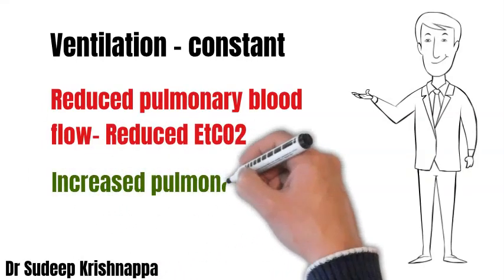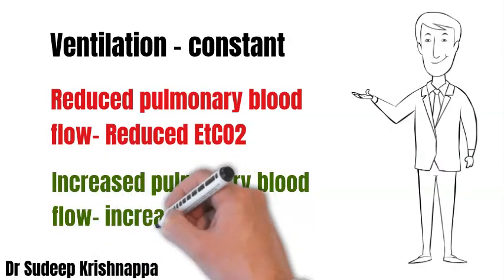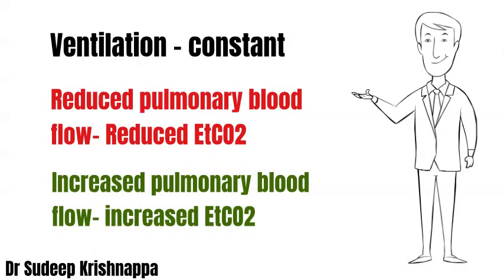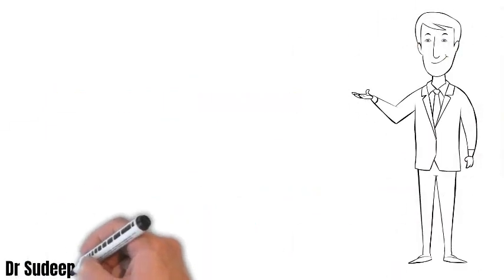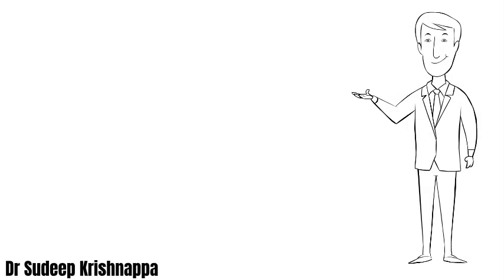Now, because pulmonary and systemic circulations are in series with each other, whatever blood comes to the lung from the vena cava has to go to the left side of the heart, and the left side of the heart has to pump it out into systemic circulation. Thus, the pulmonary and systemic blood flow would be similar, even though we are not measuring systemic flow. Because by keeping minute ventilation constant, the changes in EtCO2 would linearly reflect the changes in pulmonary blood flow.